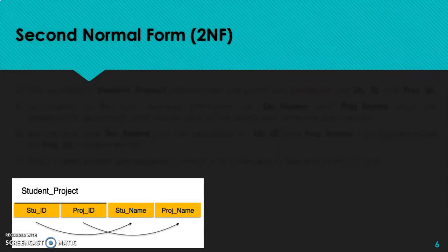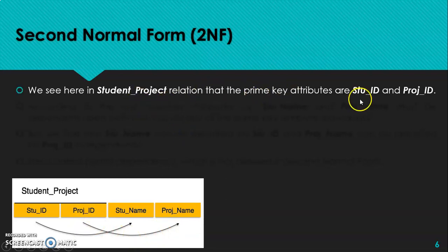This is a student project relation. You can see there are four attributes here, out of which the student ID and the project ID are referred to as the primary key. Then we have student name and project name. Now you can see the student name is dependent on student ID and project name is dependent upon project ID. So this is the student project relation with a primary key of student ID and project ID.